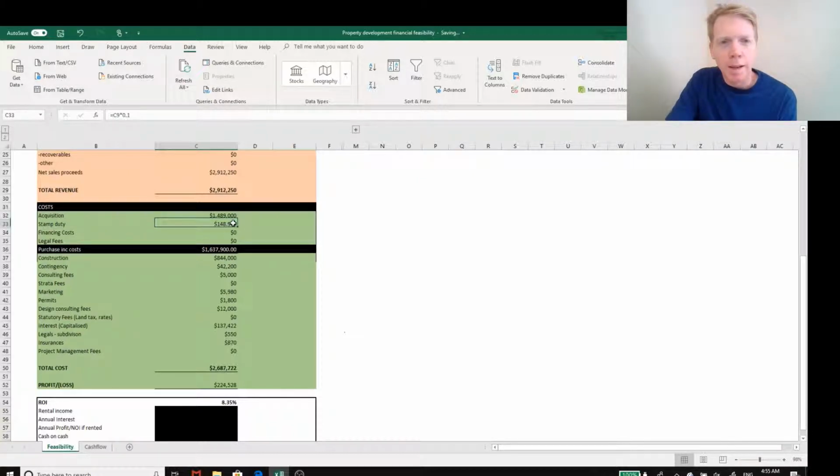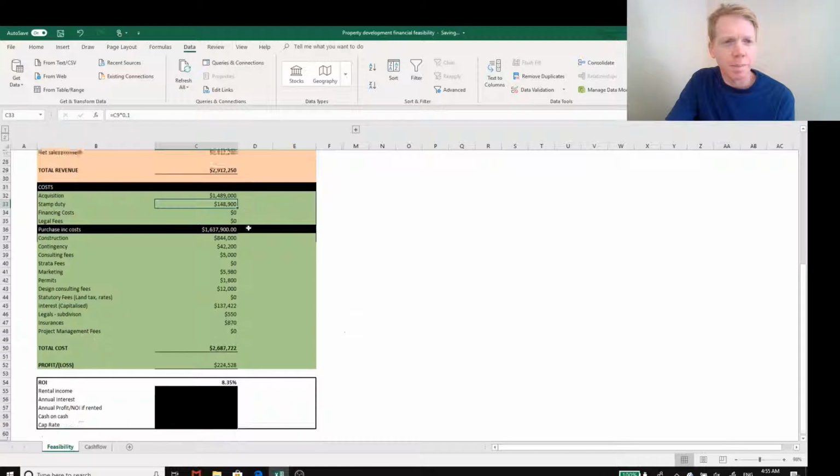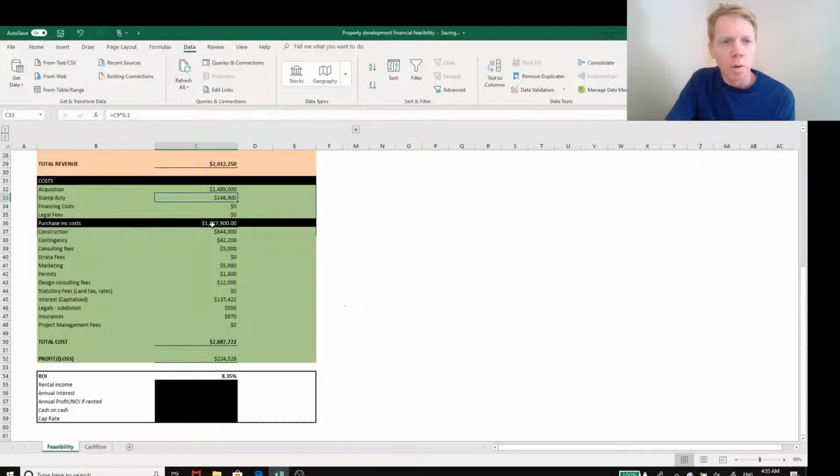Then you're going to have your legals, your property taxes, your stamp duties, that type of thing that are involved in the property transaction. So then you come up to a total cost of the purchase. Then your next biggest cost is really going to be your construction costs. So this is heading up towards $1 million in construction costs. Got a contingency in there.